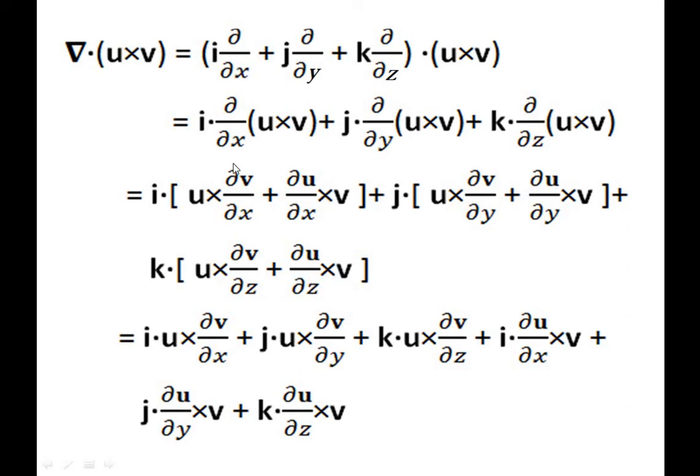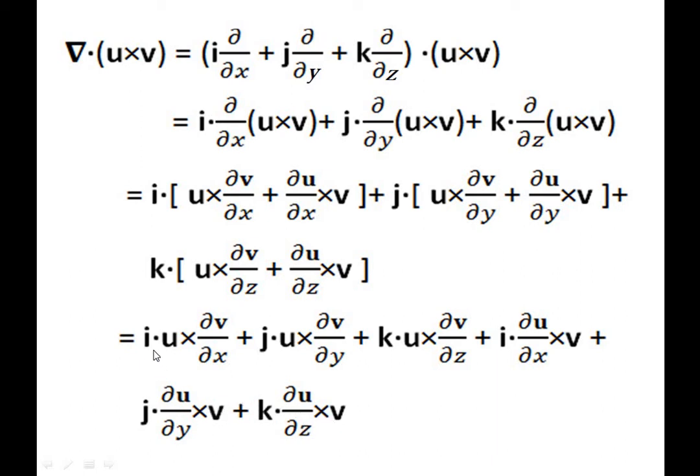Then open the bracket and rewrite the terms, taking the u cross terms together. That is i dot u cross ∂v/∂x plus j dot u cross ∂v/∂y plus k dot u cross ∂v/∂z. The remaining terms are i dot ∂u/∂x cross v plus j dot ∂u/∂y cross v plus k dot ∂u/∂z cross v.